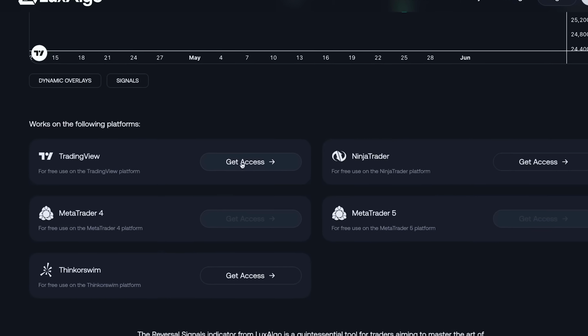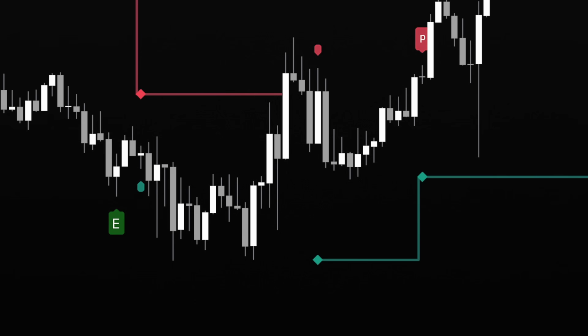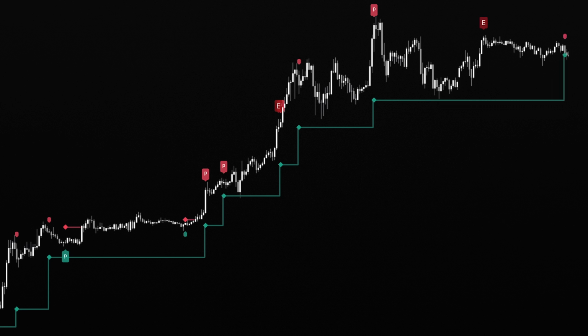When you first add this indicator to your chart, the most noticeable features are the red and green lines. These aren't just any lines, they're dynamic support and resistance levels. And while this is a reversal indicator, these levels are actually aligned with the overall trend direction, giving you a broader context for price action.